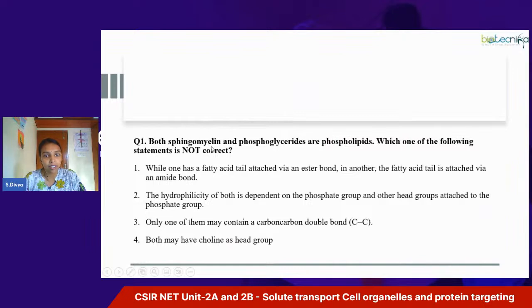Both sphingomyelin and phosphoglycerides are phospholipids. Which one of the following statements is not correct? One has a fatty acid tail attached via an ester bond, while the other is attached via an amide bond. The hydrophilicity of both is dependent on the phosphate group and the other head groups attached to the phosphate group. Only one of them will contain a C=C bond and both may have choline as the head group. So according to you, among these four statements, which one is incorrect?